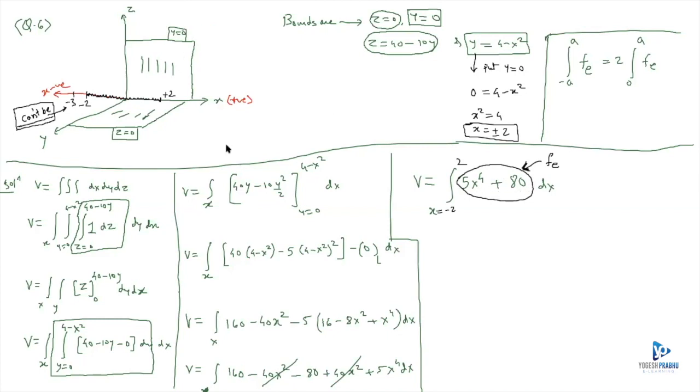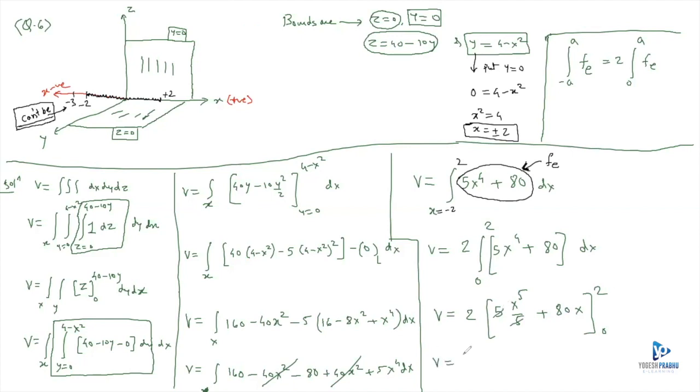Tell me how I write this now. b equals 2 times the integral from 0 to 2 of 5x to the 4 plus 80 dx. It just makes our life easy. When you have one of the limits 0, you don't have to substitute these values so much. Anyways, this is x to the 5 over 5 plus 80x from 0 to 2. Is that correct? Yes. 5 will cancel out. b equals 2 to the 5. What is 2 power 5? 2 power 4 is 16, so 32.